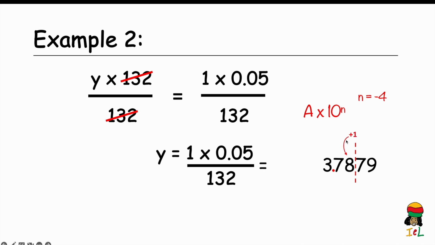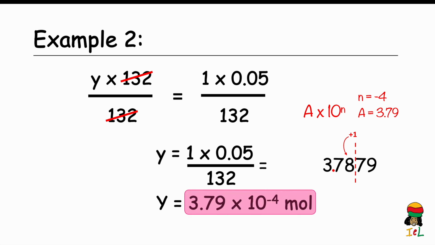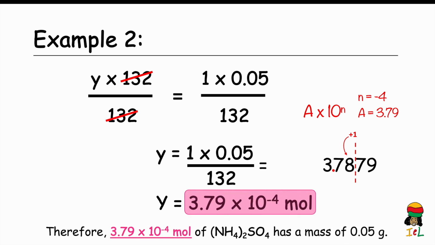And so what we're now left with is 3.79, because 8 plus 1 gives 9, and we get rid of anything occurring behind the imaginary line. So A is now 3.79. So consequently, our answer, the Y, would be equal to 3.79 times 10 to the negative 4 mole. Therefore, 3.79 times 10 to the negative 4 mole of ammonium sulfate has a mass of 0.05 grams.